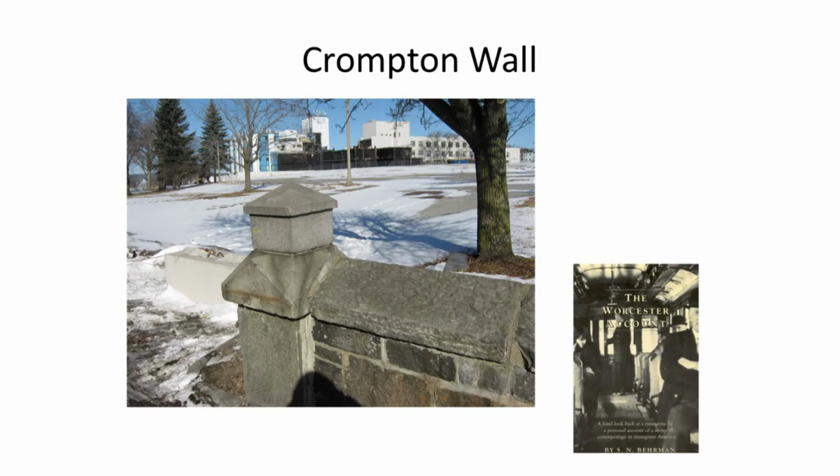The only remnant of the Crompton estate that survives is what I call the Crompton Wall, which is along both Providence Street and Winthrop Street. And there is proof about it because there's a book, a memoir by S.N. Berman called The Worcester Account, about growing up on Union Hill. And in that book, he talks about the wall at the Crompton Estate. And there are also letters by the daughter of Abercrombie, who was the most notable headmaster at Worcester Academy, and she talks about the Crompton Wall, which exists today.